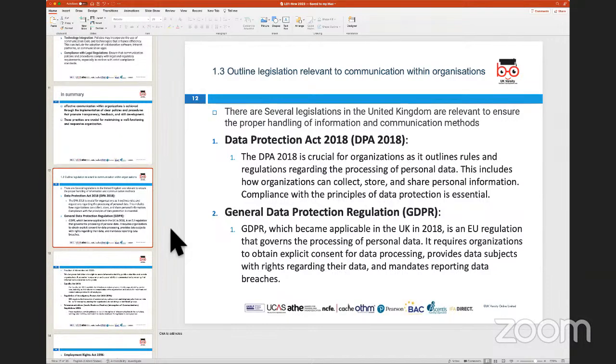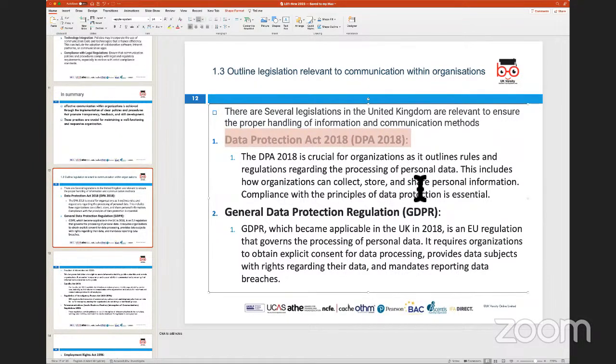So when we look at this aspect of the Data Protection Act, this is one of several legislations which are required to be followed when companies are creating their policies and procedures for the purposes of communication within the organization. So there are lots of different acts. One such act is the Data Protection Act, and that basically means that how an organization collects, stores, and shares personal information has to be compliant with the principles of data protection as defined by the government of the UK in the Data Protection Act of 2018.